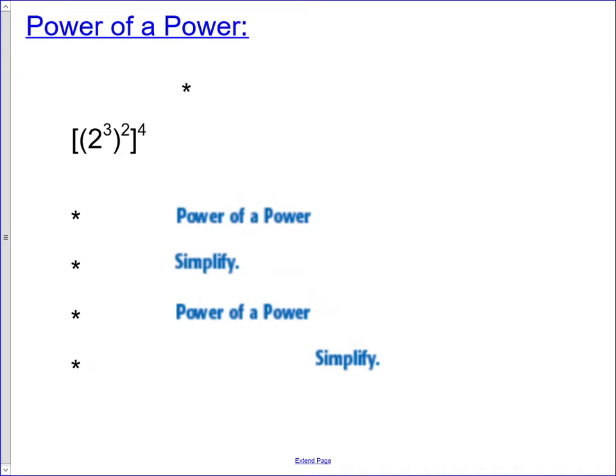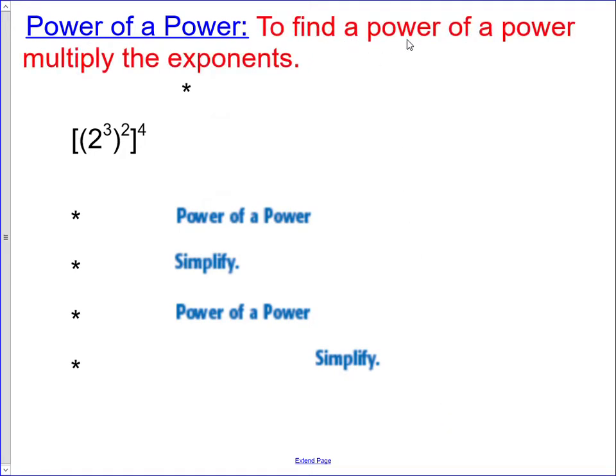In our last video, we talked about the power of a product. In this video, we're going to talk about the power of a power, so raising a power to another power. To find the power of a power, simply multiply the exponents.